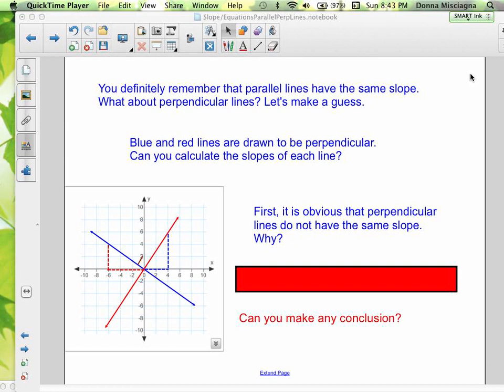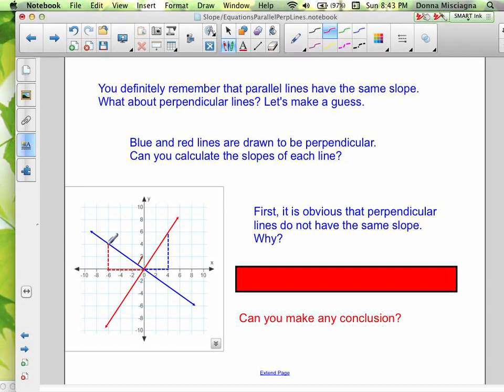All right, so let's calculate the slopes of each line. Here we have the point -6, 4, and we also have the point right here, 0, 0. Actually, both of our graphs go through 0, 0. So let's look at the blue line first of all. I'll write in blue for the blue line.